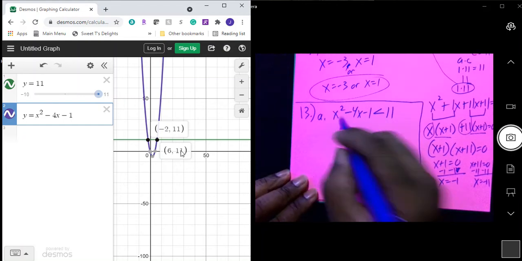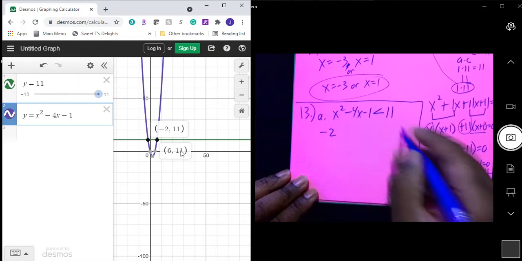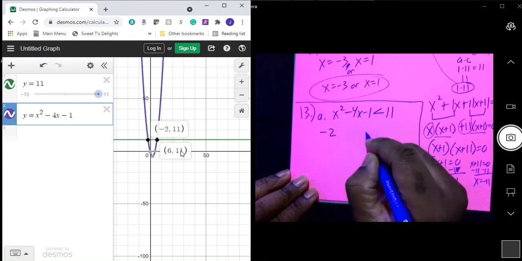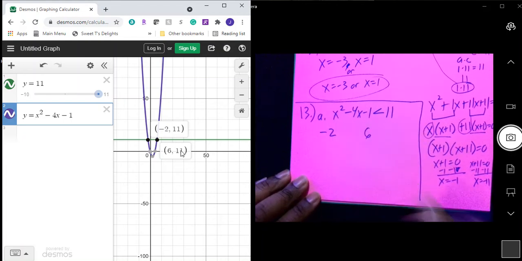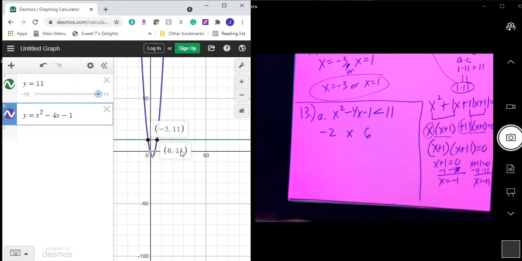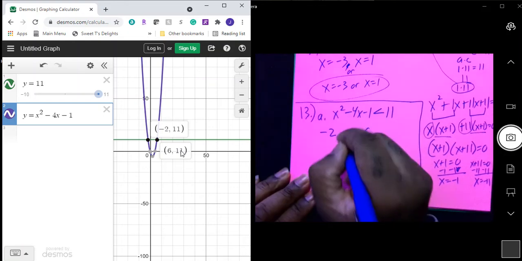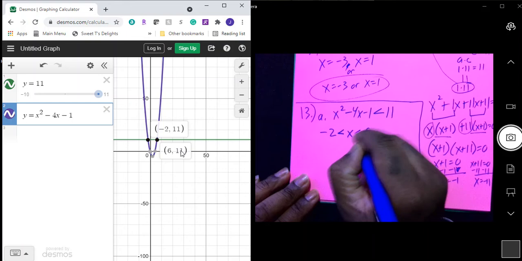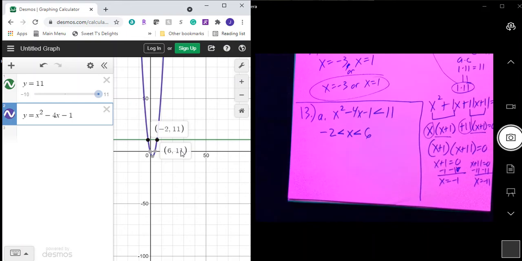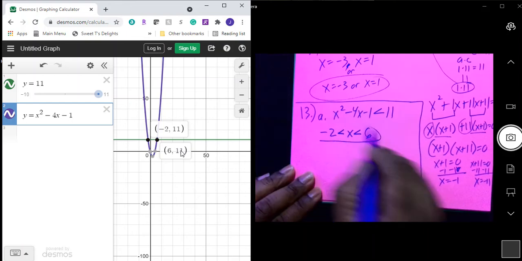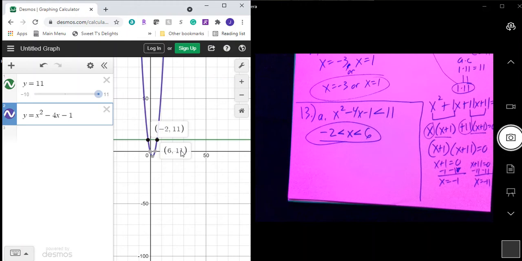So what we would do, we would write -2, the lowest number first, the highest number last, and in the middle we will put x here. So x has to be greater than -2, but less than 6. And this is your final answer.